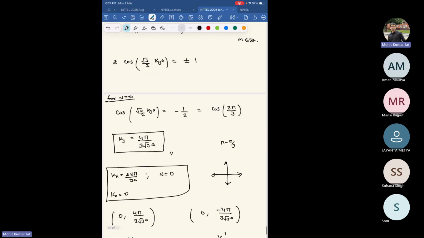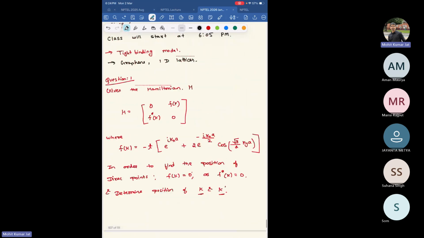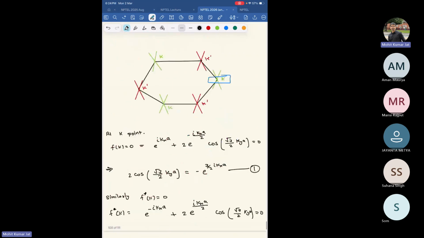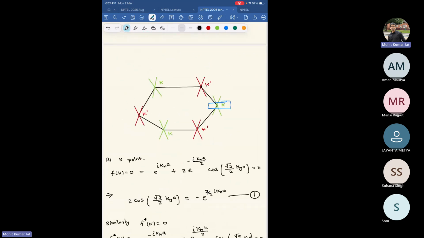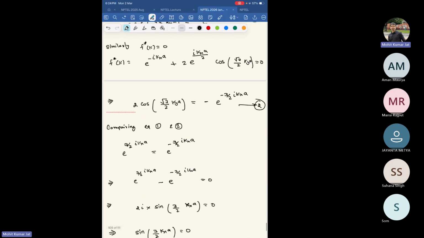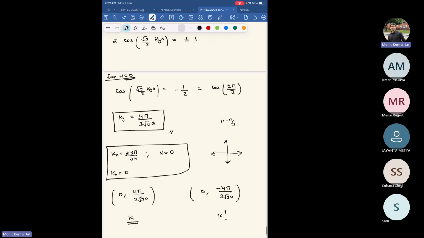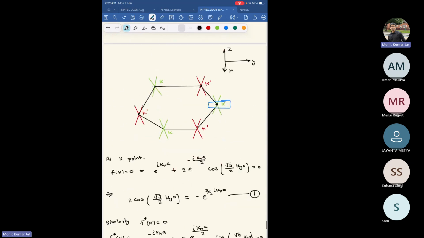In the sense that just by giving the form of the Hamiltonian, you determine these points which are known as the Dirac points, their positions. So these two we have determined. If you take this direction as the y, this as the x, and this as z, then we have determined the position of these 2 points. These 4 points also you can determine. Here we took n equals 0, but if you do n equals 1 or n equals minus 1, then you can get the position of these points also.